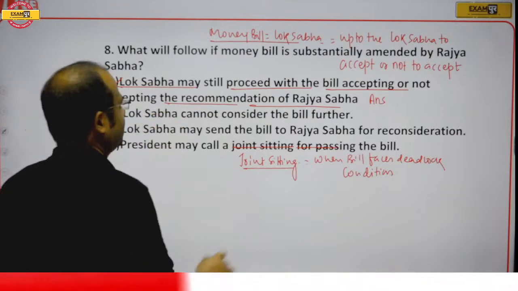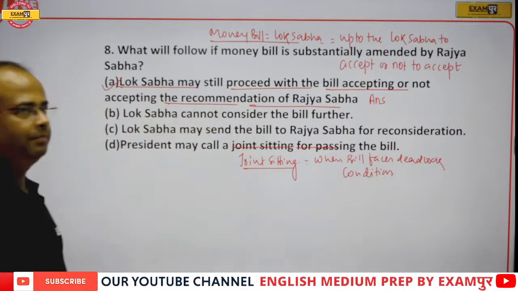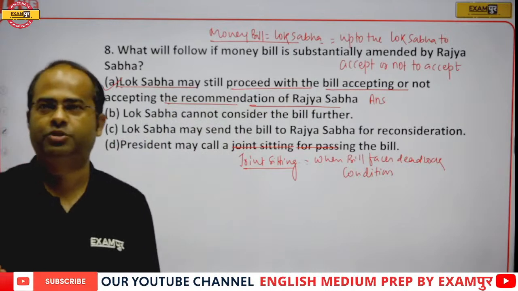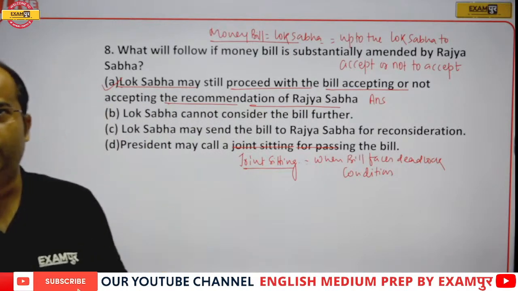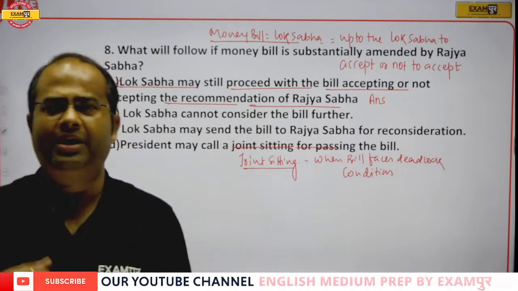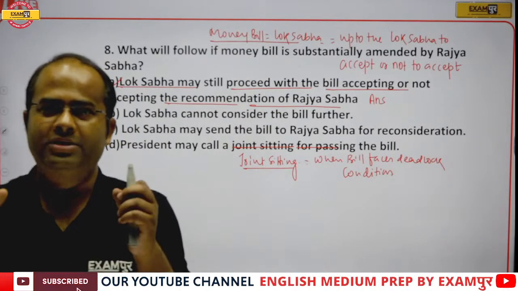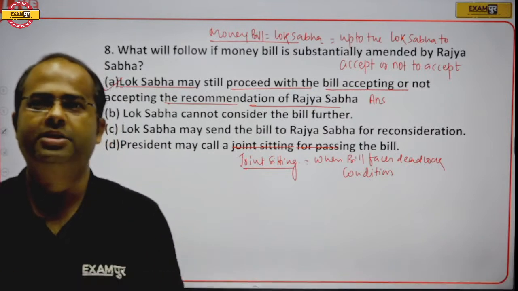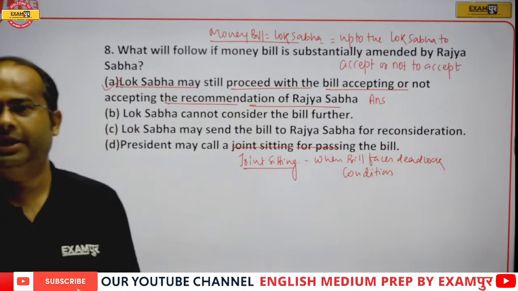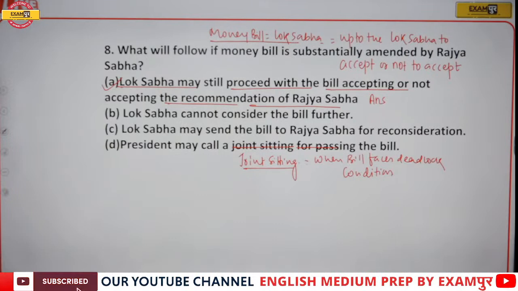So correct answer will be what? It will be option A. Correct answer will be, guys, option A. It is up to the Lok Sabha whether to accept or reject the recommendation of Rajya Sabha, because on a money bill the complete discretion is of Lok Sabha. Is it clear to all of you? Then do let me know.